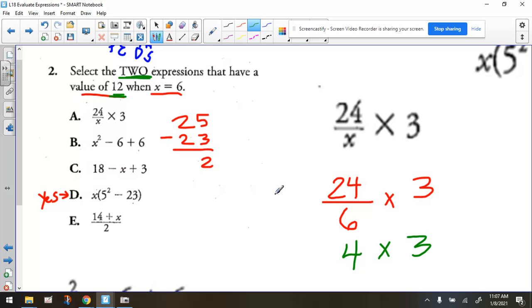Now it's always a good idea to make sure that the other ones that I didn't show you, you would want to explore on your own. Substitute in the value 6 for x, and then you'll go ahead and simplify that to make sure that it does not give you 12.